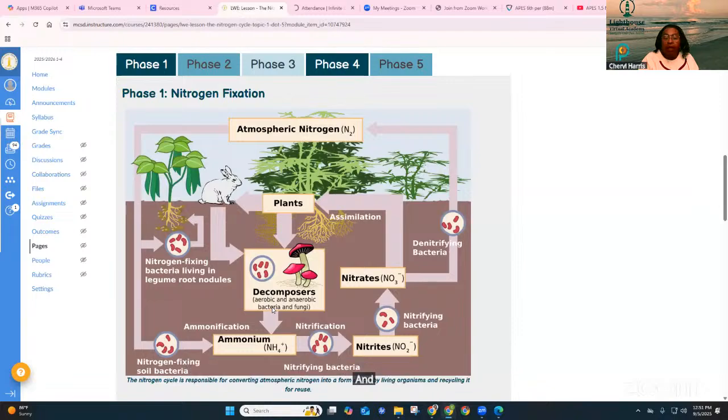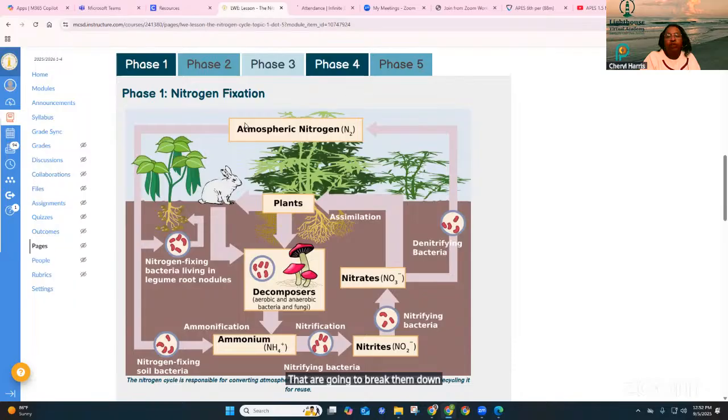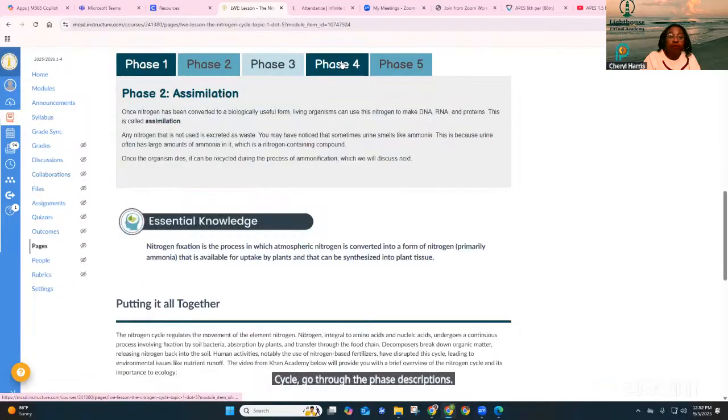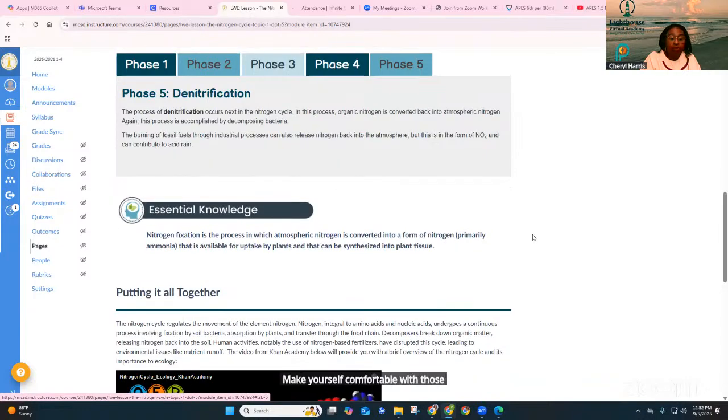And the nitrates are the ones that you have another set of bacteria that are going to break them down so that it can be returned back to the atmosphere. But most of it, notice, stays in the soil. It's happening in the soil, and it's between the plants and decomposers. So study this cycle, go through the phase descriptions. And again, a lot of vocabulary words. Please make yourself comfortable with those vocabulary words.